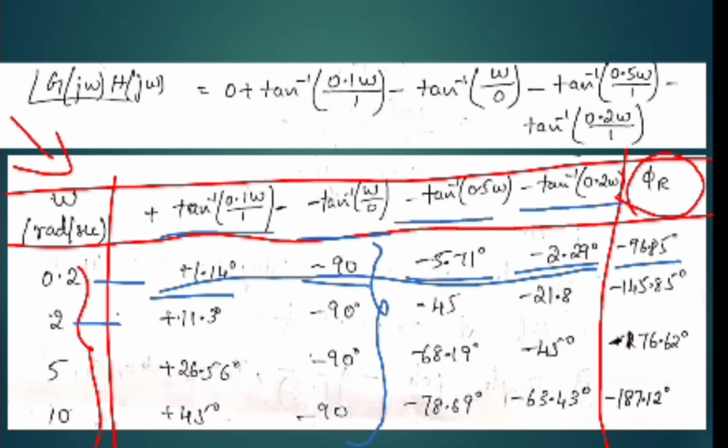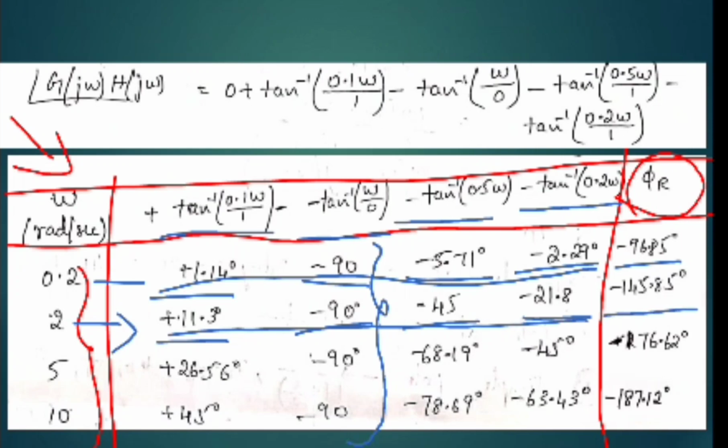Now similarly finding the readings for 2, that is plus tan inverse of 0.1 into 2, that is plus 11.3 degree, and similarly here it is minus 90 degree, and next minus tan inverse of 0.5 into 2 gives minus 45 degree, and next minus tan inverse of 0.2 into 2 gives minus 21.8 degree. Adding the total will give you minus 145.85 degree. Similarly finding for the rest, that is 5 and 10 radians per second, the total resultant angle will be minus 176.62 and minus 187.12.